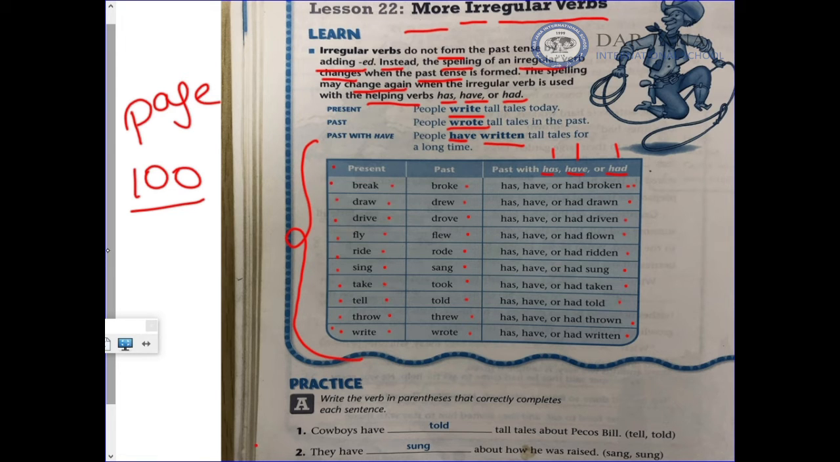Break, broke, has, have, or had broken. Draw, drew, has, have, or had drawn. Drive, drove, has, have, or had driven. Fly, flew, has, have, or had flown. Ride, rode, has, have, or had ridden. Sing, sang, has, have, or had sung. Take, took, has, have, or had taken. Tell, told, has, have, or had told. Throw, threw, has, have, or had thrown. Write, wrote, has, have, or had written.